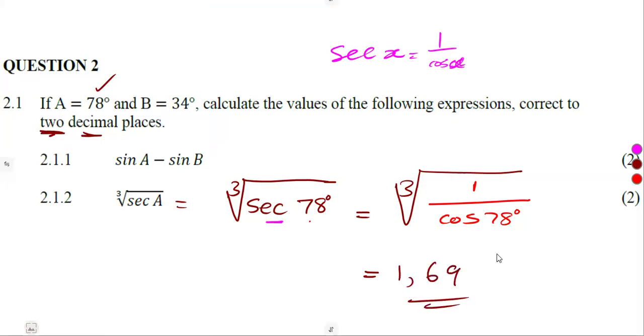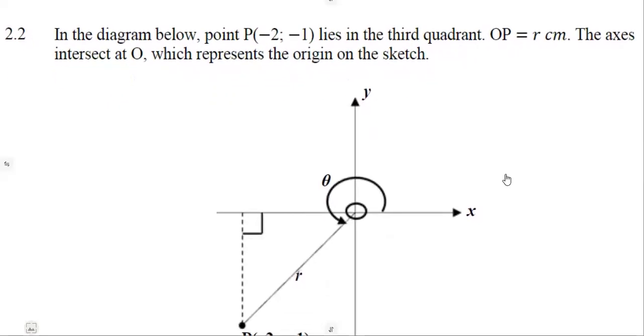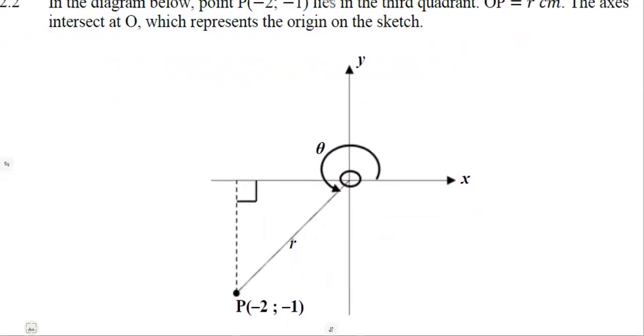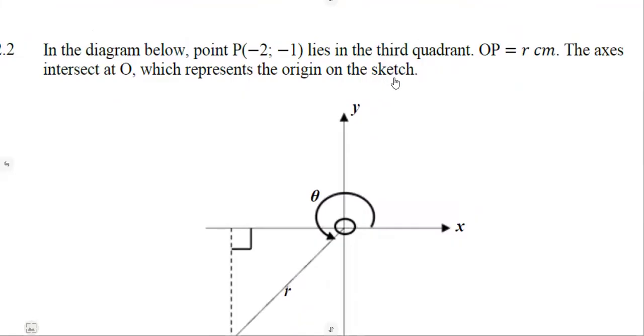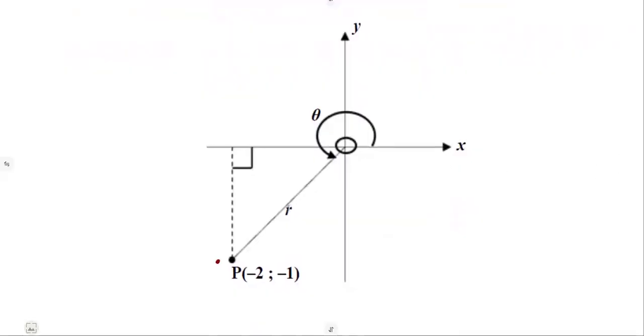Guys, just like that. All right, let's move on to question 2.2, where we are given in this diagram that we have, there's a point P, which is -2, -1. It lies in the 3rd quadrant, and this R, which is OP, is R centimeters, and this one intersects at O, which represents the origin. All right, so this is the sketch that we're given, guys. The point P is -2, -1.